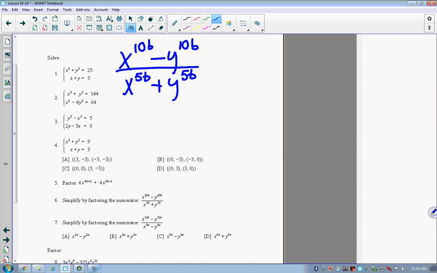I'm going to give you guys a trick on this. Let's see if this works or not. I think this always works. It does always work. Your answer to these questions is always going to be the denominator with the opposite sign. Your answer is going to be x to the 5b minus y to the 5b. So if you look down here, your answer is x to the 6e plus y to the 6e. It's always the denominator with the opposite sign.